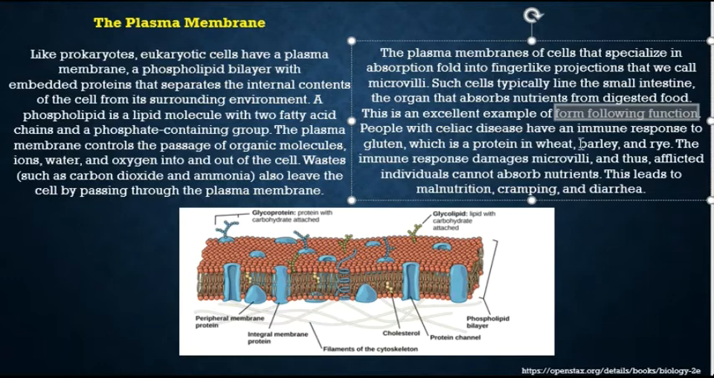People with celiac disease have an immune response to gluten, which is a protein in wheat, barley and rye. The immune response damages microvilli and thus the nutrients cannot be absorbed in these individuals. This leads to malnutrition, cramping and diarrhea.